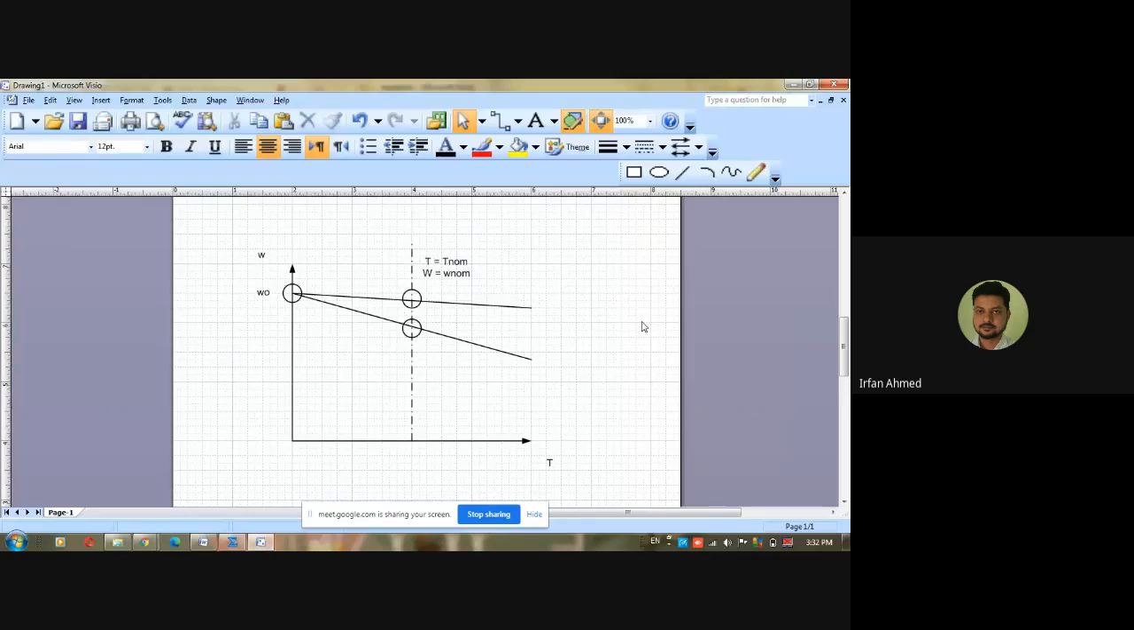Do we know anything about this point? Do we know the torque at this point? Yes, it is the rated torque of the motor. Correct. This torque is the rated torque. All that we need to find is the speed at this point. And how can you find out the speed?